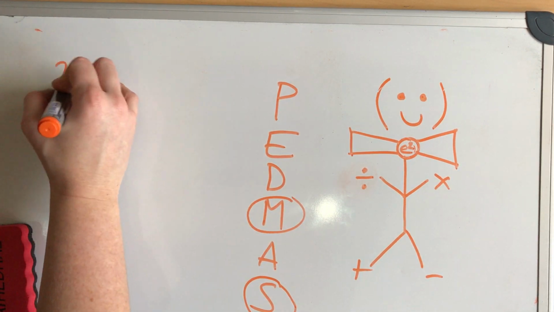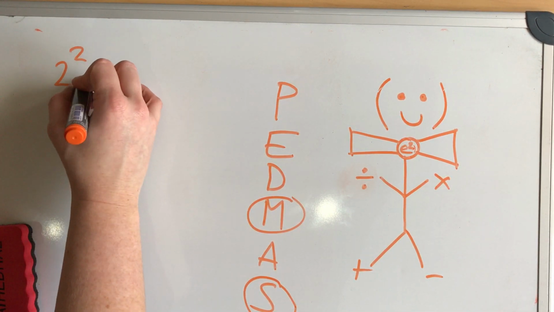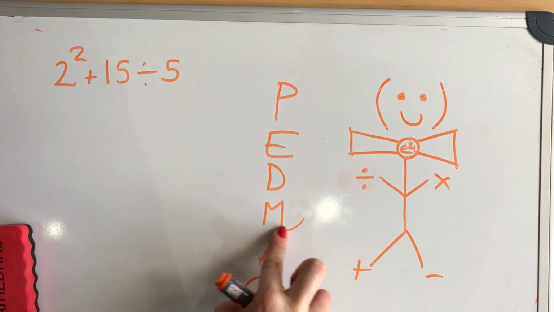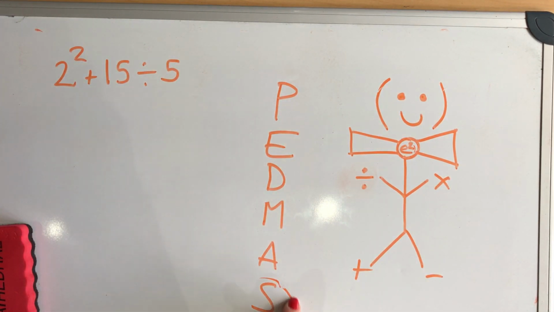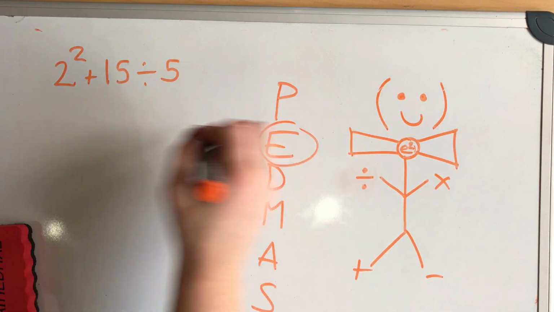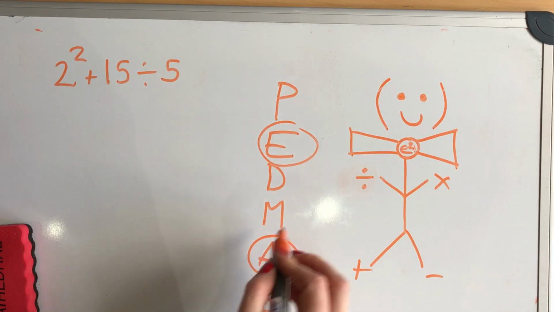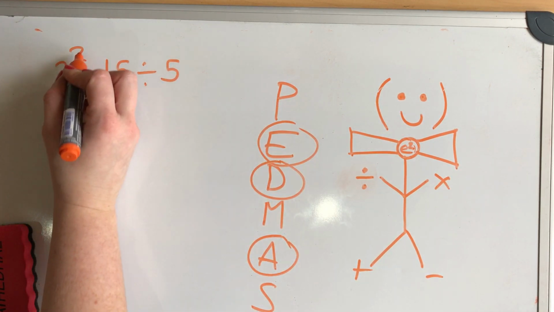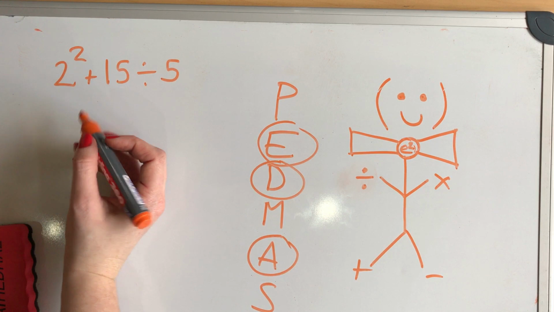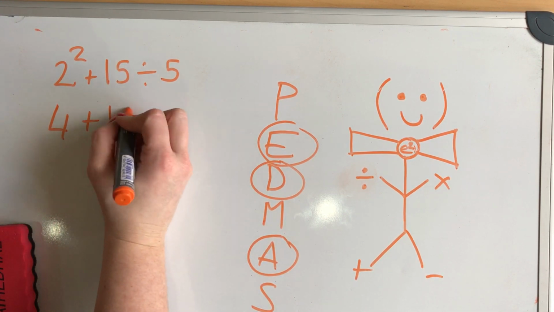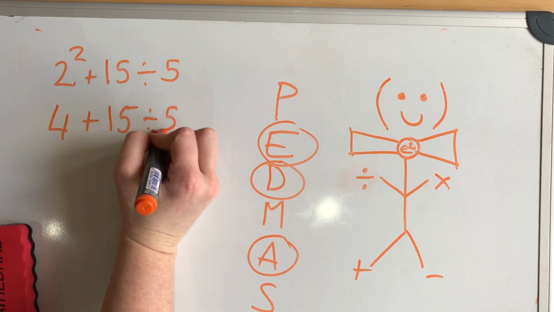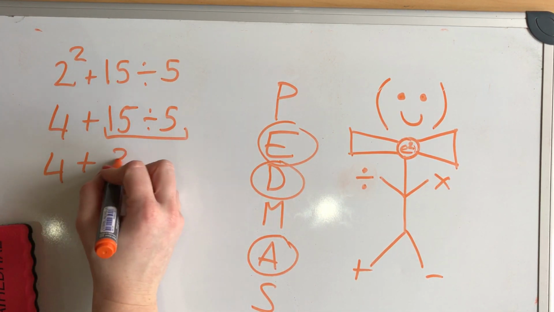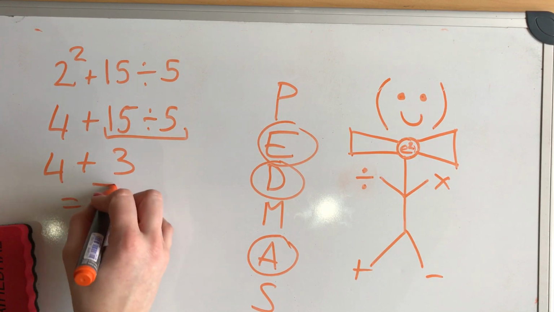Number 2, so 2 squared plus 15 divided by 5. I've got exponents, I've got addition, and I've got division. So I'm going to start with my exponents. 2 squared is the same as 2 multiplied by 2, so that's 4. And then my division. And then my addition.